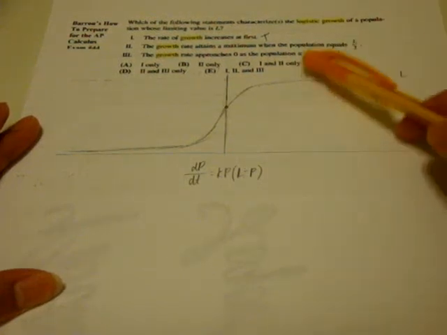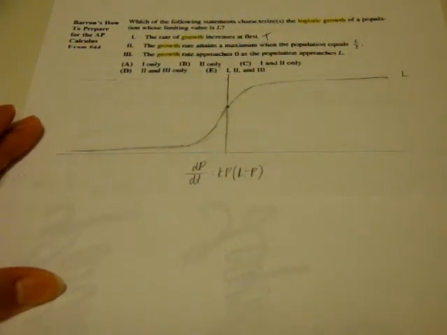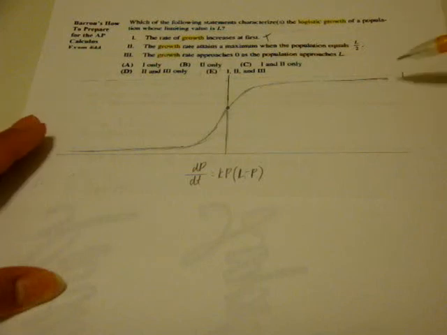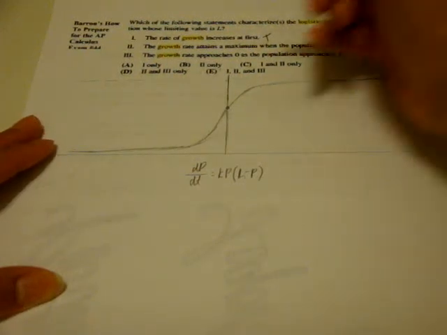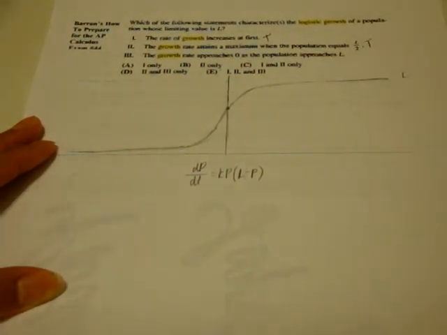Number 2, the growth rate attains the maximum value when the population equals L over 2. Number 2 is true because it's basically asking when the growth rate attains a maximum value. Asking that is also asking when the logistic curve has a change in concavity, or a point of inflection. Since the carrying capacity is L, it's always going to be at L over 2, which is this. So that means number 2 is true.